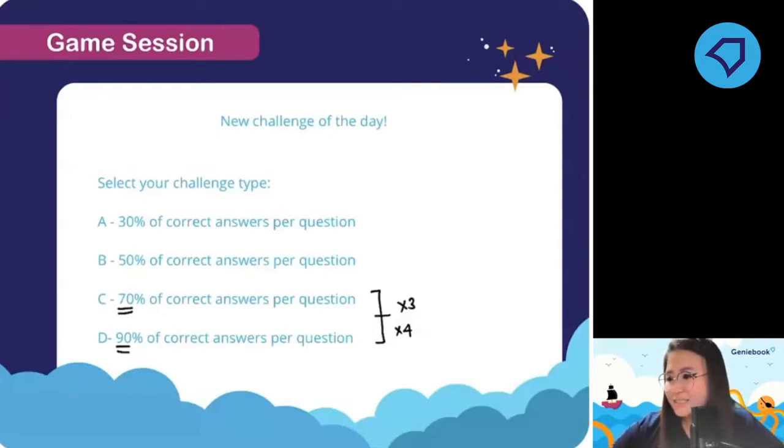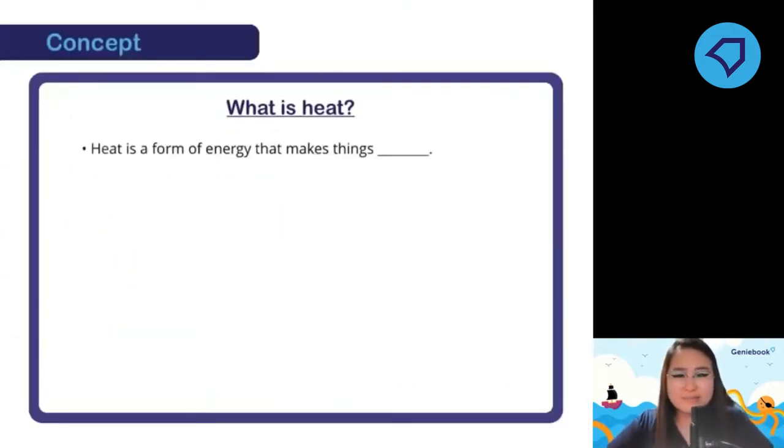Now let's move on into the first thing. Definition of heat. What is actually heat? What actually is heat? Heat is a form of energy. You've heard about this term being thrown around from here and there. So what does that mean? Before we go into what energy means, heat is a form of energy that makes things what?